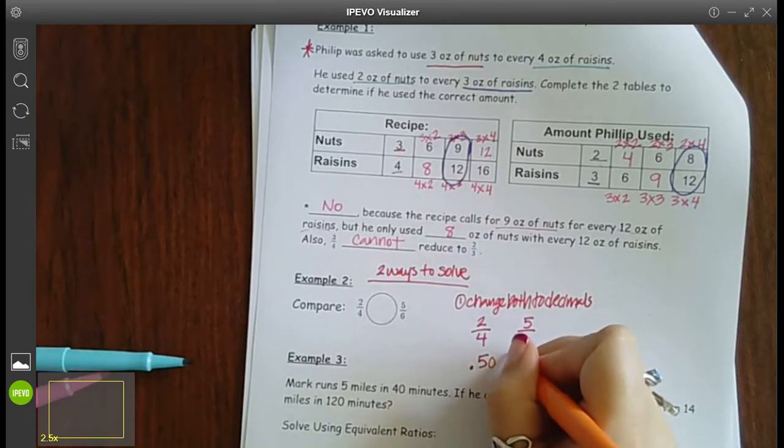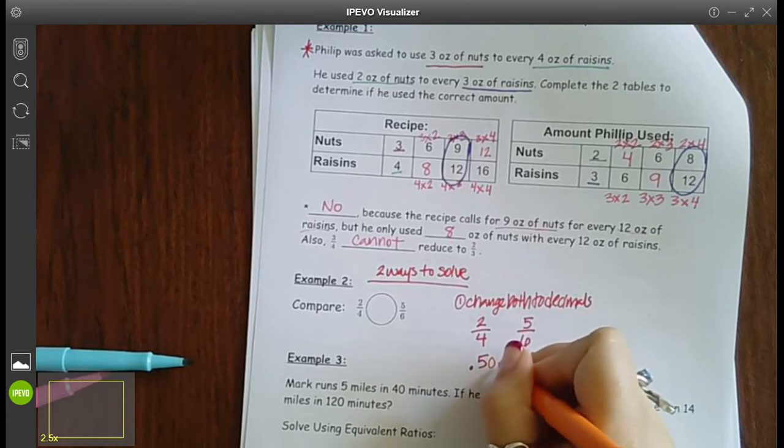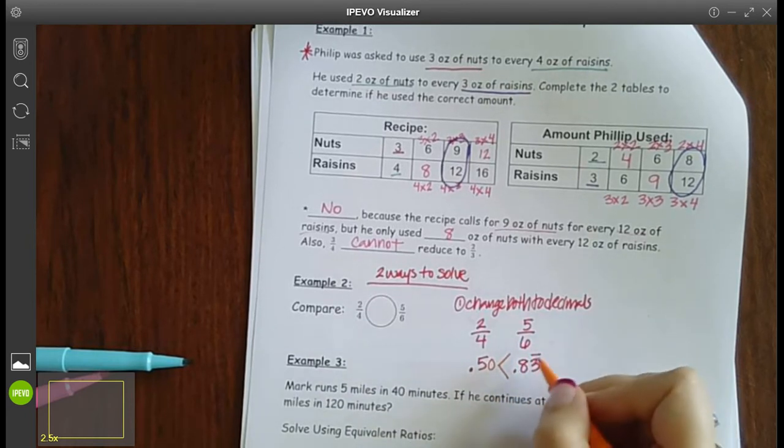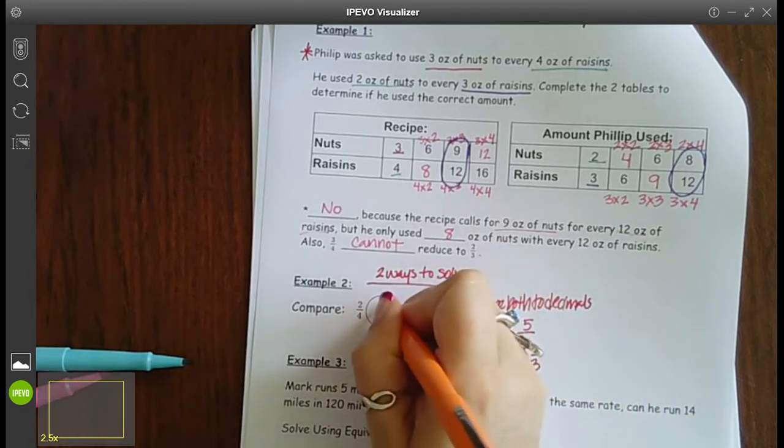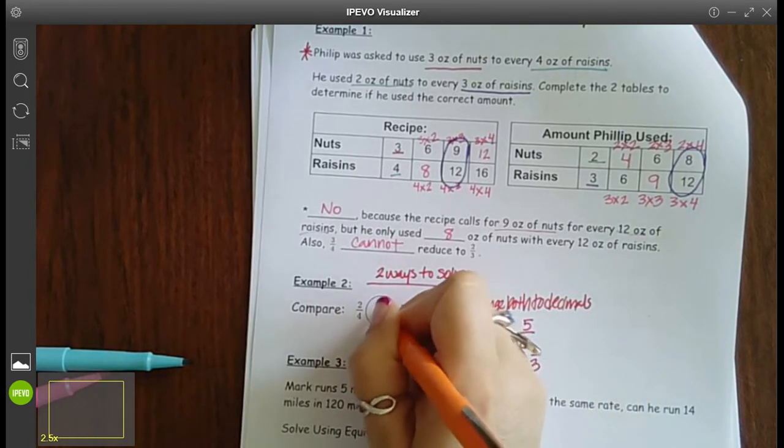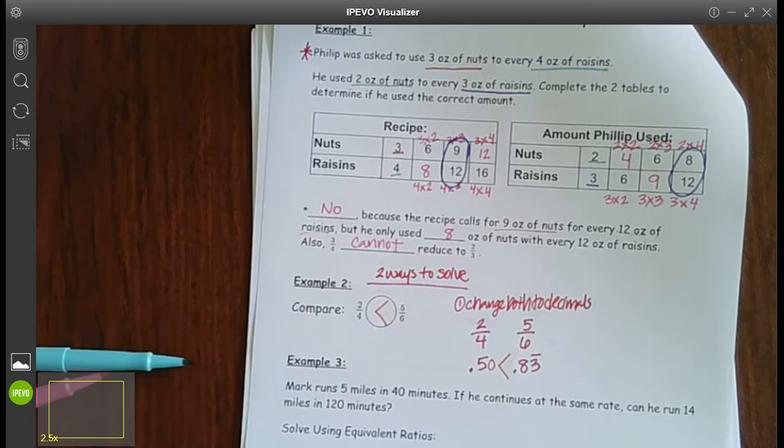0.83 is bigger. So the great big end, or the alligator mouth, is facing the 0.83. So according to that, 0.83 is representing 5/6. So the great big open end, or the greater than part, is facing the 5/6.